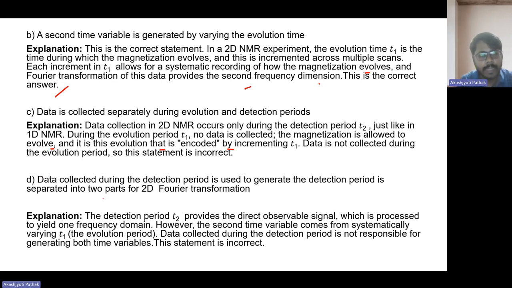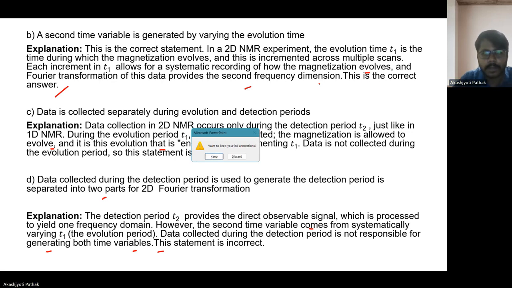Option D, data collected during the detection period is separated into two parts for 2D Fourier transformation. This is also not correct. The detection period T2 provides a direct observable signal, which is processed to yield one frequency domain. However, the second time variable comes from systematically varying T1. So data collected during the detection period is not responsible for generating both time variables, and this statement is also incorrect. The correct option is option B.